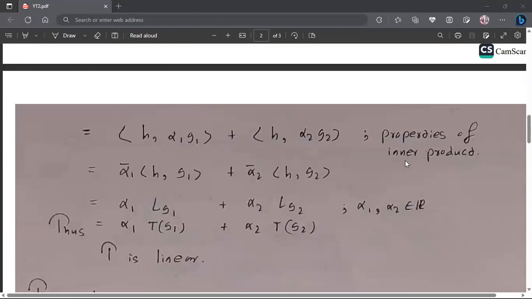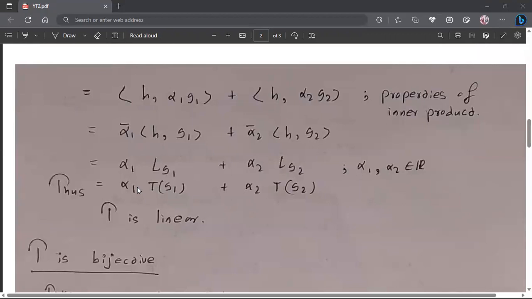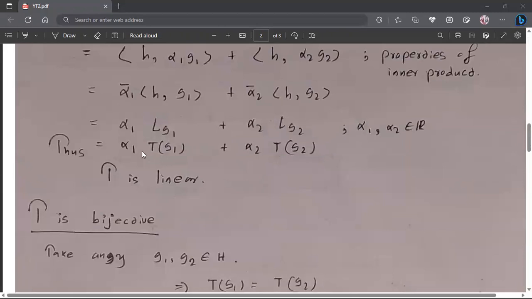So by the properties of inner product, again, we can factor out the scalar by taking the complex conjugate of this one. But these are real numbers. So alpha 1 bar and alpha 1 are equal. Alpha 2 bar and alpha 2 are equal. So again, by the definition, this is T g1 and T g2, which is alpha 1 T g1 plus alpha 2 T g2. Clearly this result shows we can conclude T is linear.